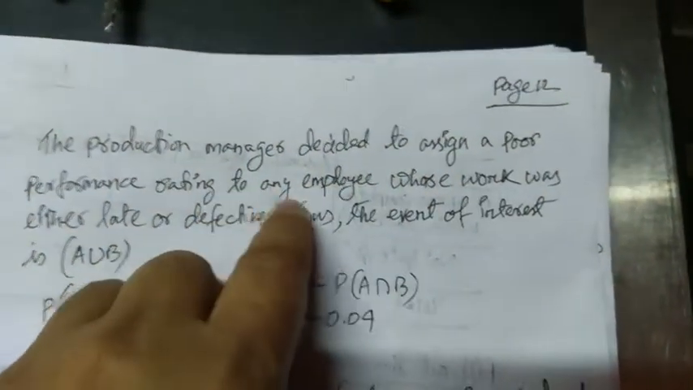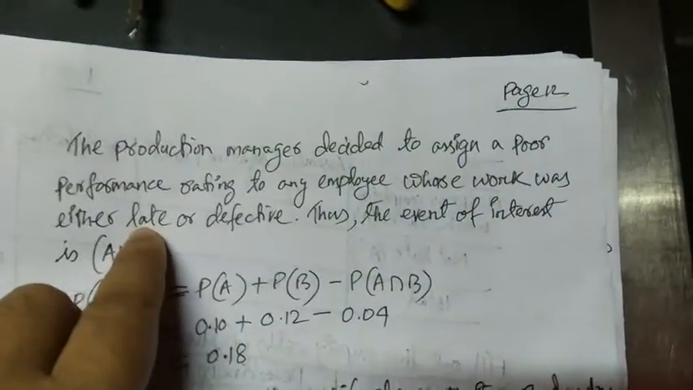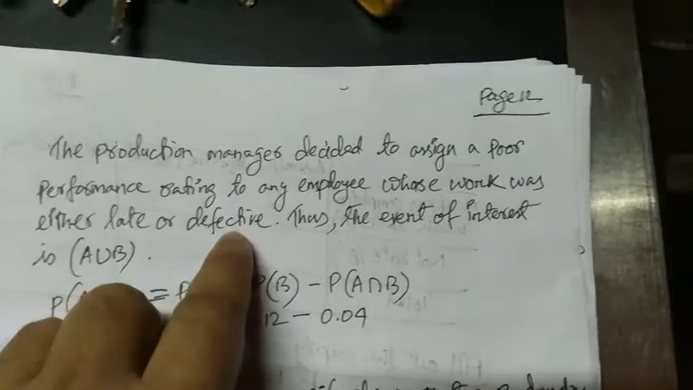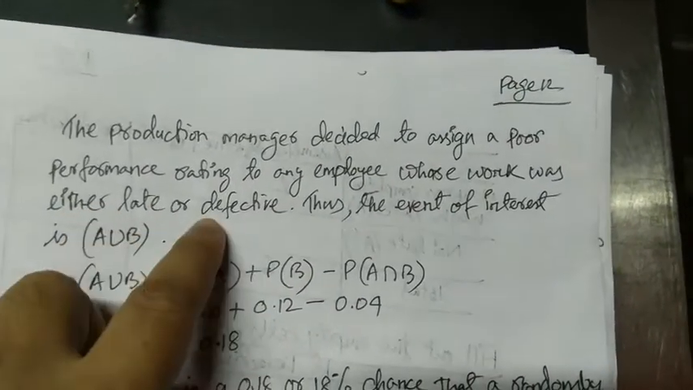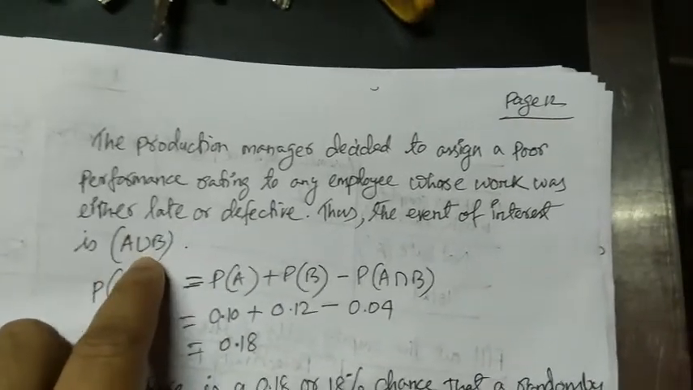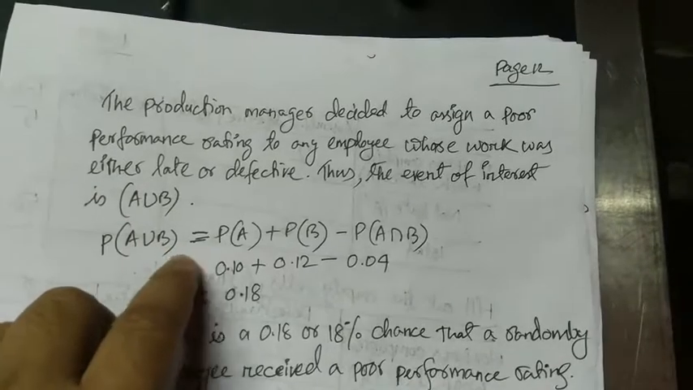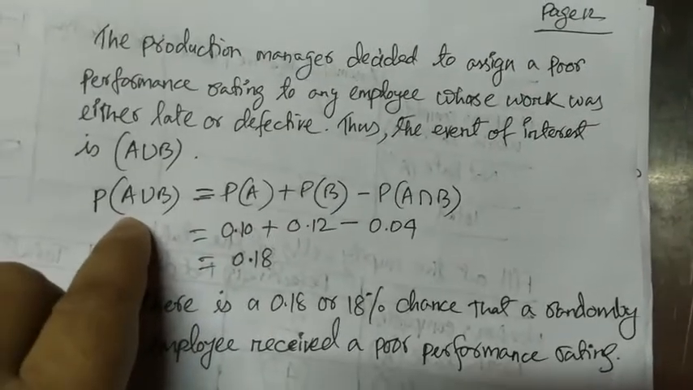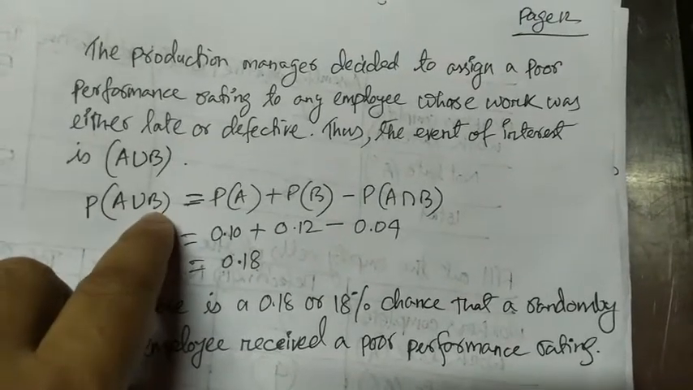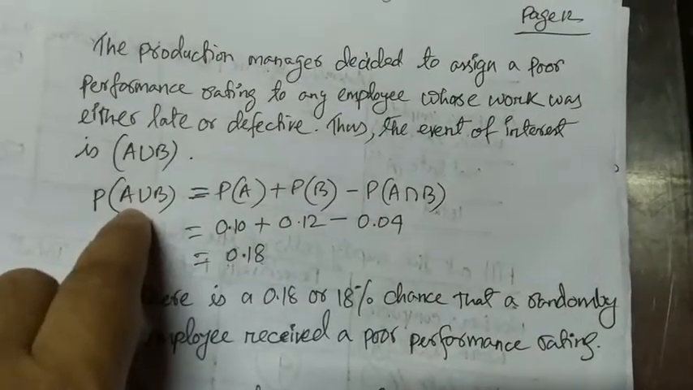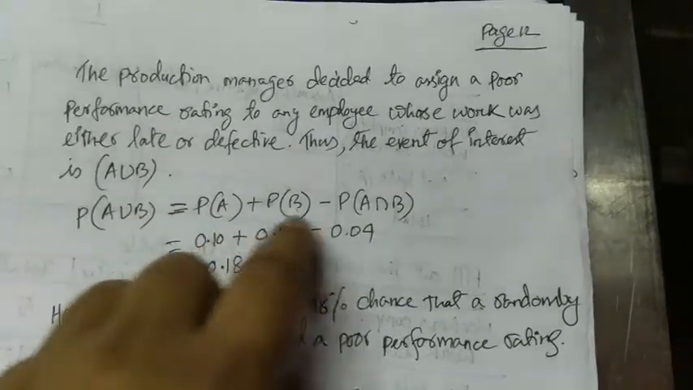So that means assign a poor performance rating to any employee whose work was late or defective. Late means event A, defective means event B. Since you see the word "either...or", you need to find the probability of A union B. As I said before, the formula for A union B is probability of A plus probability of B minus probability of A intersection B, that means the common part of A and B.